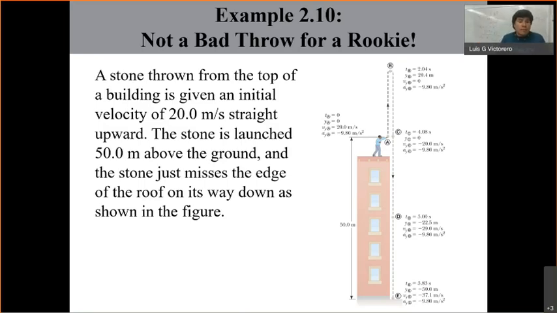It says that you are at the top of a building 50 meters high. On average, you're talking about 20 floors, 20 stories. And you are throwing a ball at 20 meters per second straight upward. I'm going to ask you to find how long it takes to reach the ground and what's the speed of the ball when it reaches the ground. Hint, it's not 0. Let's do it.